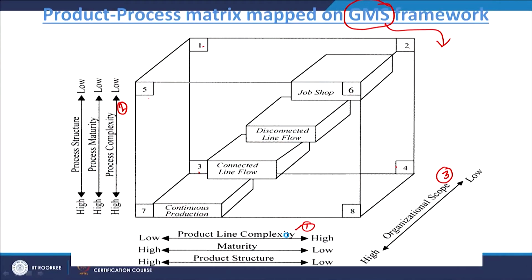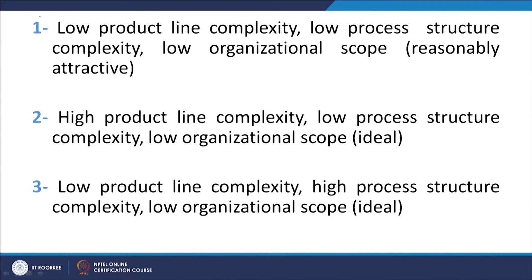So, these are the three important dimensions we discussed, and on the basis of these three dimensions, product line complexity, process complexity and organizational scope, we are now going to discuss 8 possible generic manufacturing strategies. Let us see what these 8 generic manufacturing strategies are. Please keep remembering that diagram, and now this is generic strategy GMS 1. This is our GMS 1.